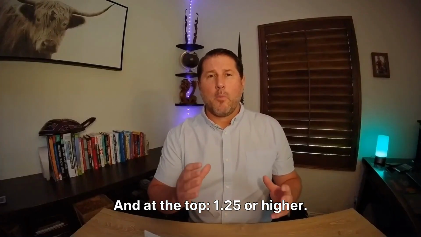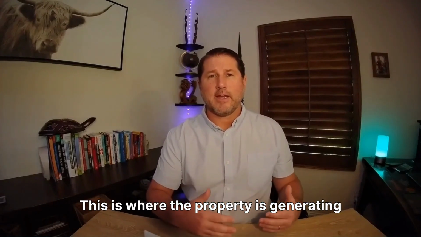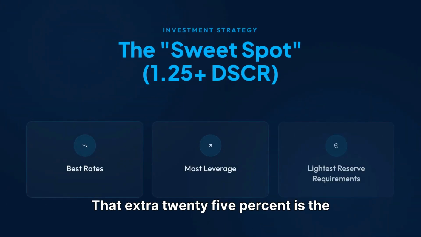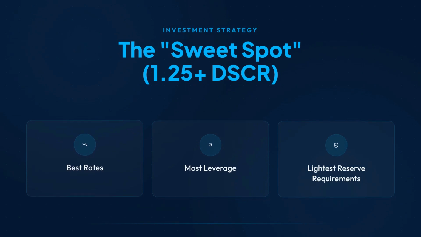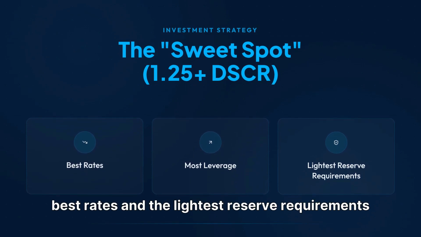And at the top, 1.25 or higher. This is where the property is generating 25% more income than it needs to cover the full payment. That extra 25% is the lender's margin of safety. This is the tier that gets the best rates and the lightest reserve requirements on almost every lender's rate sheet.